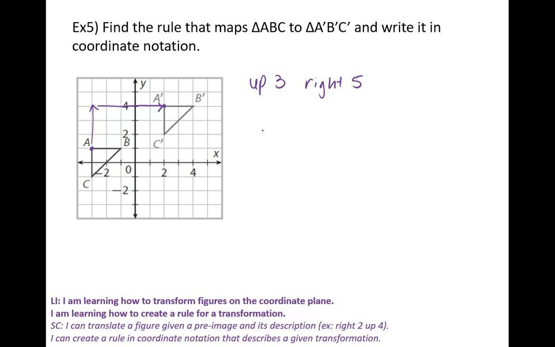All right, to turn that into a rule, so x comma y becomes, I'm going to say x, and then I have to decide which one goes with x. Does up go with x, or does going right go with x? So it should be the going right, and since it's right, that's a positive direction, so this would be x plus 5. And then the y would be the going up, and since it's up, it's going to be positive or plus 3. And that's how we write a rule in coordinate notation.